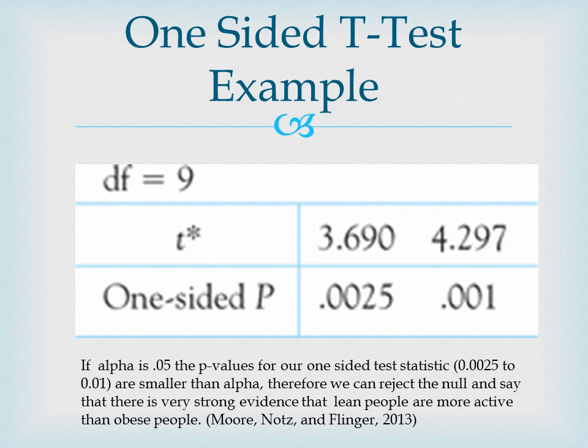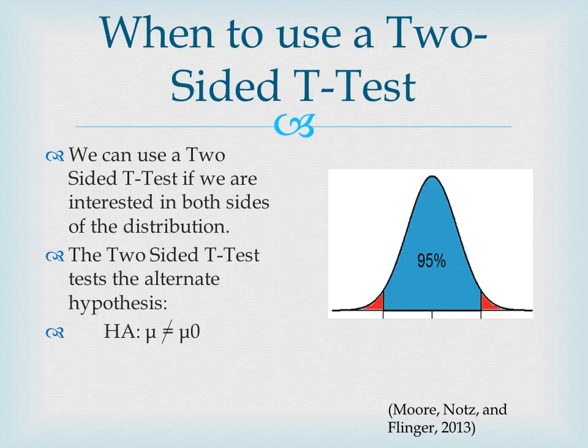and 0.001. If we assume that our alpha is 0.05, then the p-value for our one-sided t-test statistic is smaller than alpha. Therefore, we can reject the null and say that there is very strong evidence that lean people are more active than obese people.